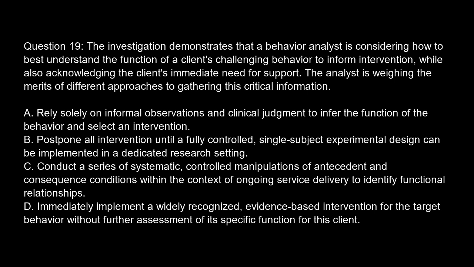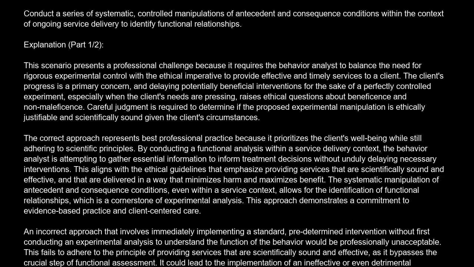Option A. Rely solely on informal observations and clinical judgment to infer the function of the behavior and select an intervention. Option B. Postpone all intervention until a fully controlled, single-subject experimental design can be implemented in a dedicated research setting. Option C. Conduct a series of systematic, controlled manipulations of antecedent and consequence conditions within the context of ongoing service delivery to identify functional relationships. Option D. Immediately implement a widely recognized, evidence-based intervention for the target behavior without further assessment of its specific function for this client. The correct answer is C.